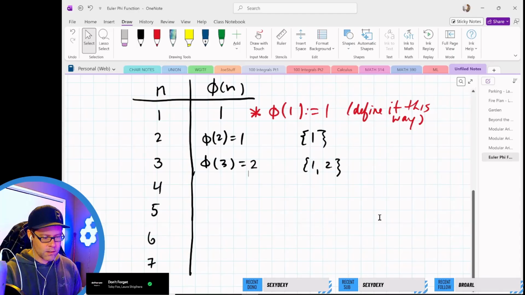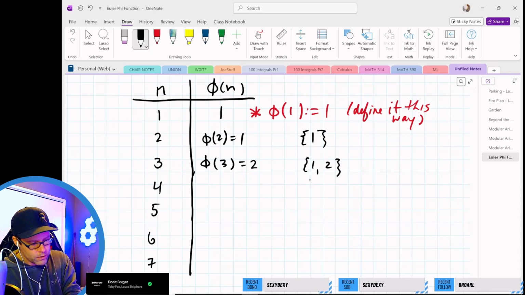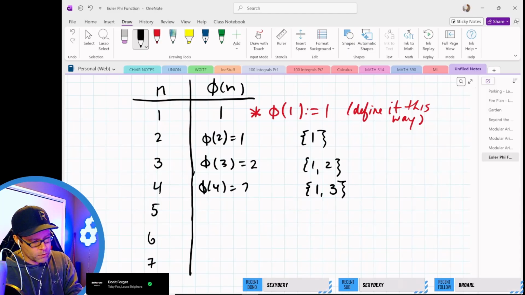Now 4 is probably the first interesting case. If we look at all the numbers less than 4, we have 1, 2, and 3, but 2 is not co-prime with 4 because they both share a factor of 2. So it's only 1 and 3 that happen to be coprime with 4. So we have that phi of 4 is equal to 2 as well.